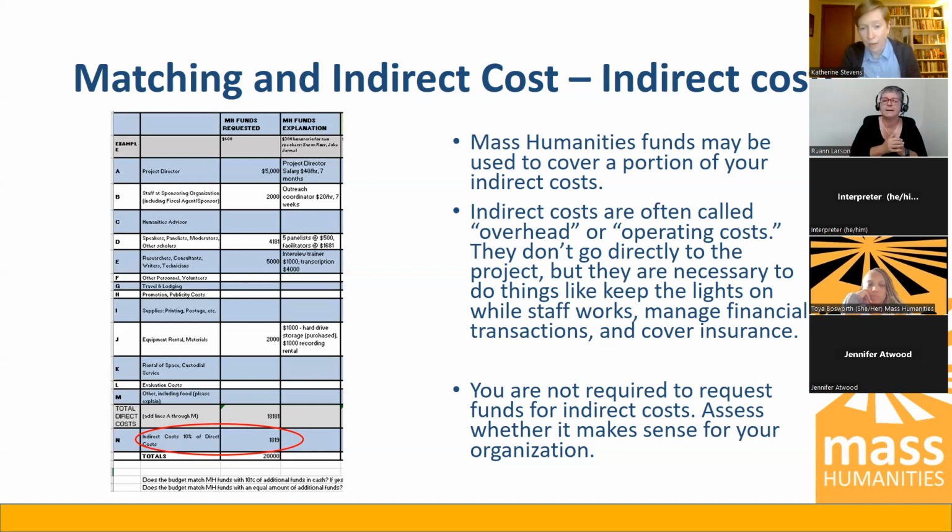You are not required to request funds for indirect costs. I just want to be clear about that. For some organizations, it's very important to be able to do that in any grant they apply for. But if that is not something that is of use to your organization, you can leave this calculation out and simply not request indirect costs. But obviously, if it matters to your organization, you can request a portion of indirect costs.